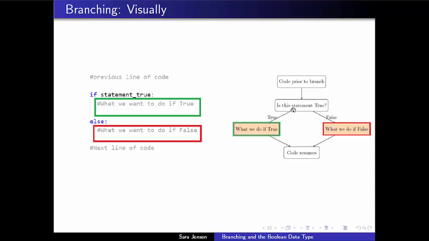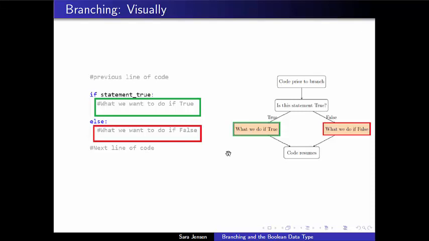So, assuming that the statement is true, we execute the code in green, and then what we want our program to do is not move sequentially any longer. Once this code is executed, we would like to totally skip what we would have done in the other situation, ignore all of that code, before moving on to the rest of the program.